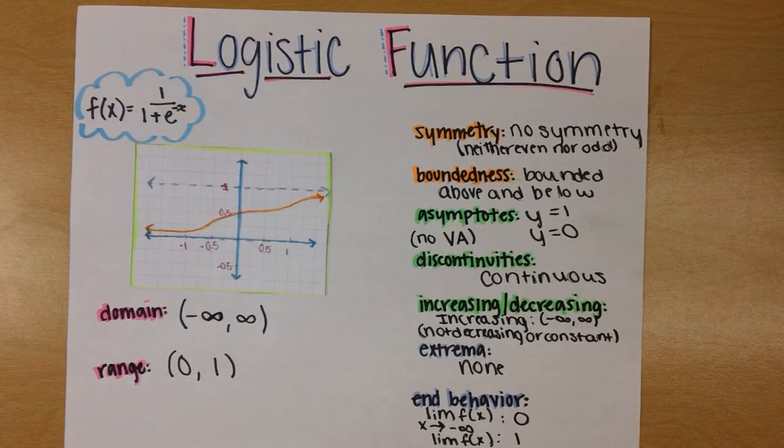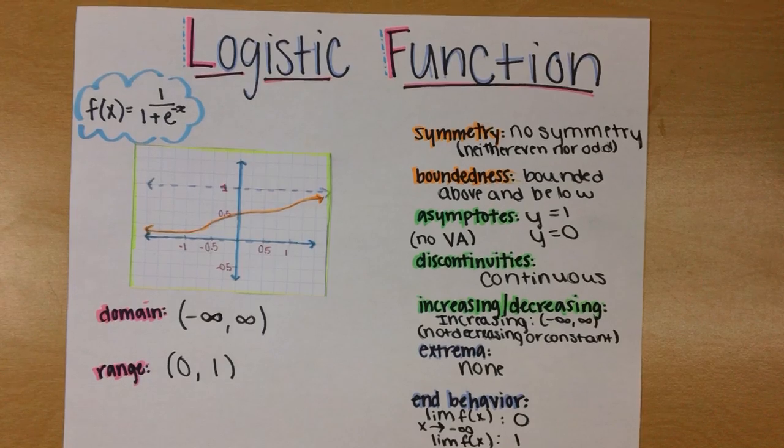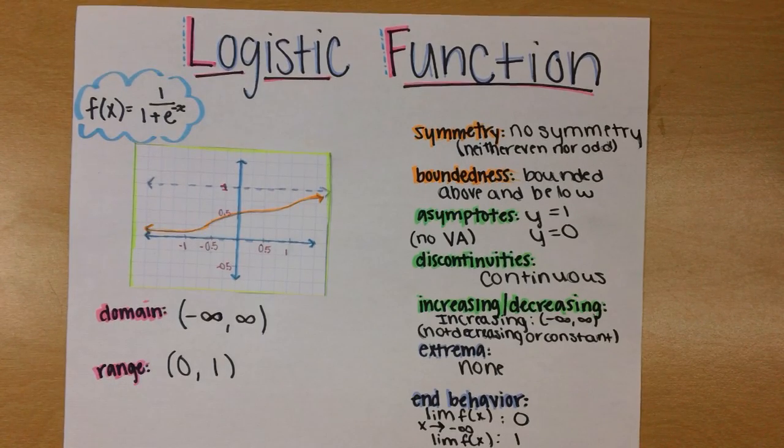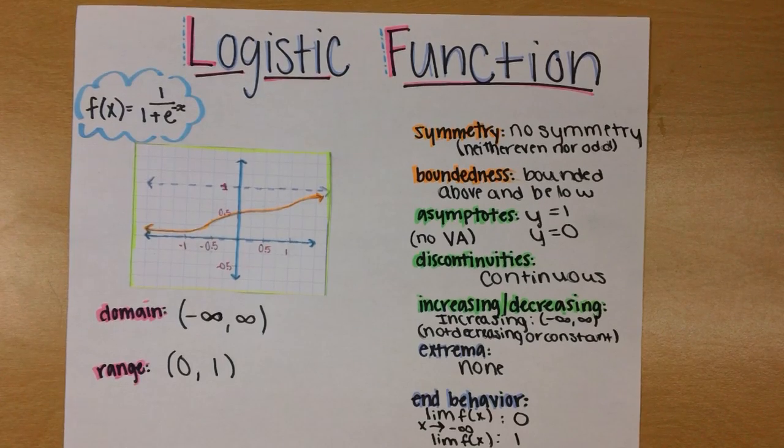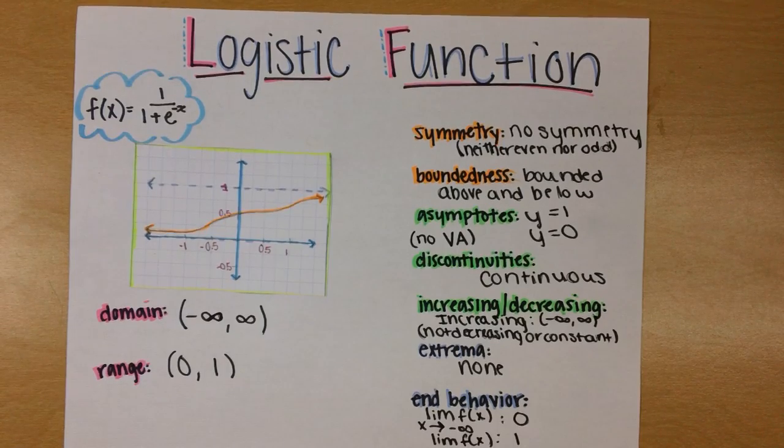The horizontal asymptotes of this function are y equals 1 and y equals 0, and there are no vertical asymptotes. There are no discontinuities. This function is increasing from negative infinity to infinity and does not decrease. Regarding extrema, there is no local or absolute maximum or minimum. Regarding end behavior, as x approaches negative infinity, the y value approaches 0, and as x approaches infinity, the y value approaches 1.